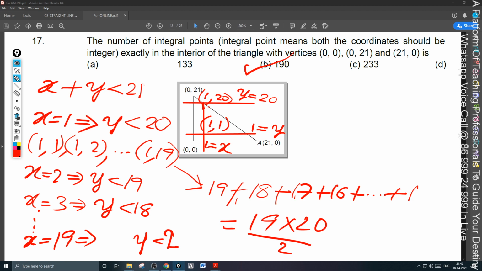Nagur sir is asking for another method. Another method is, if you draw the lines, you will understand. If you draw x equal to 1, x equal to 2, x equal to 3, x equal to 4, so on, x equal to 19, then you can count the number of points. It is understood automatically, only through construction.